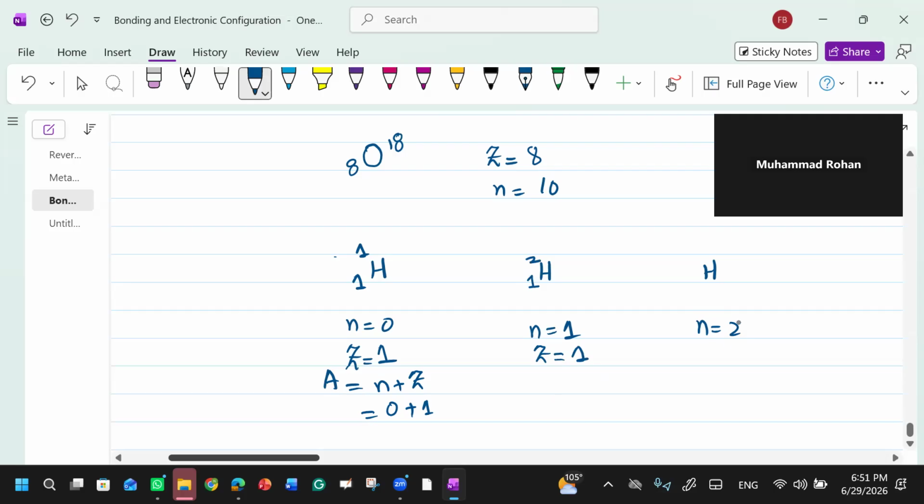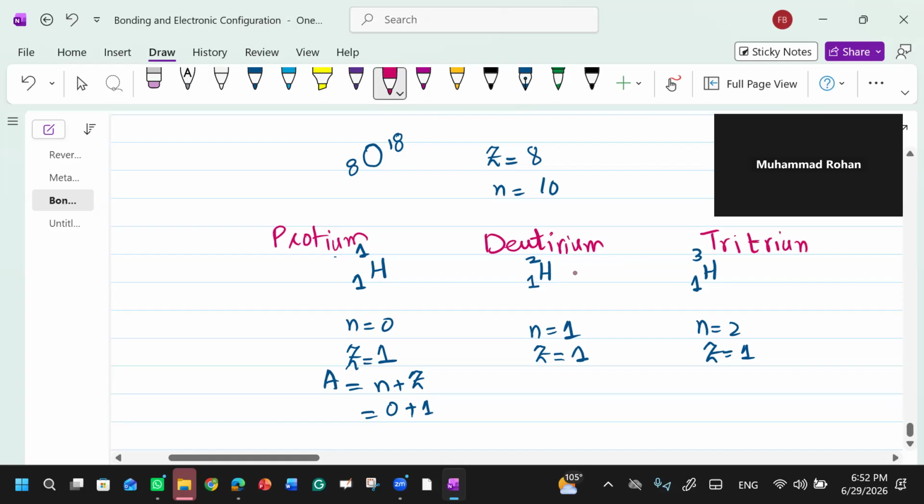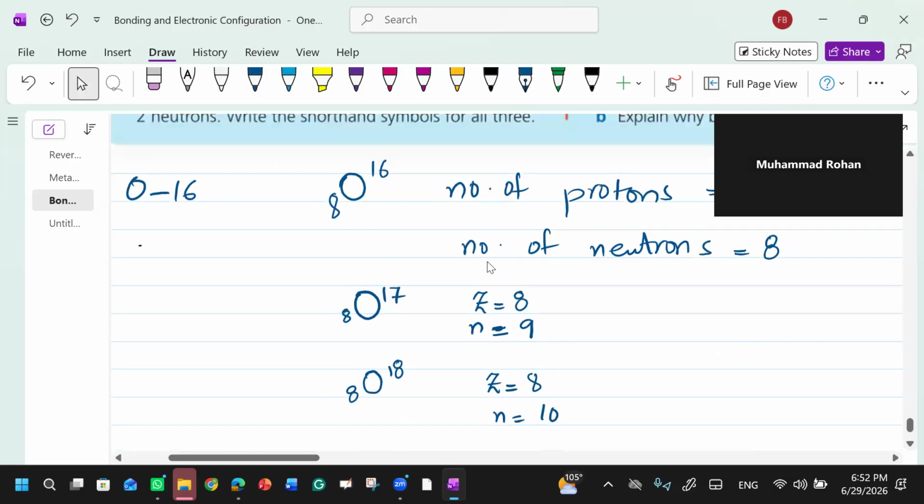What about this last one? The proton number would be 1, and the mass number would be 3. The proton number is always the same. So this is known as protium, an isotope of hydrogen. This is known as deuterium, and this is known as tritium. So these are the three isotopes of hydrogen: protium, deuterium, and tritium.